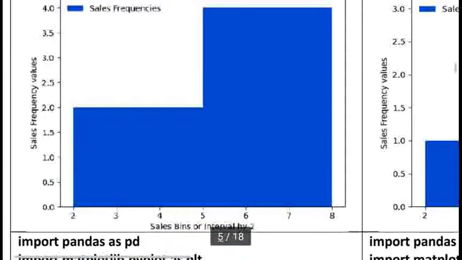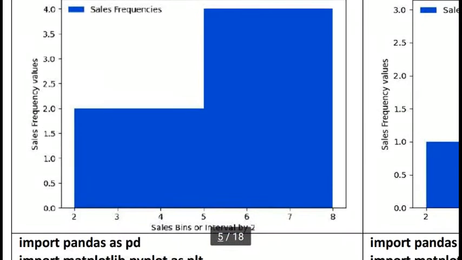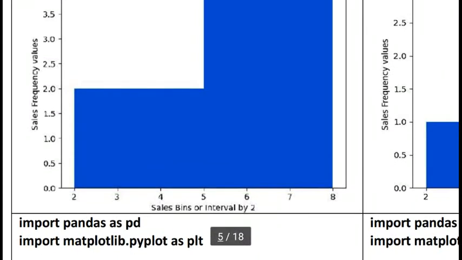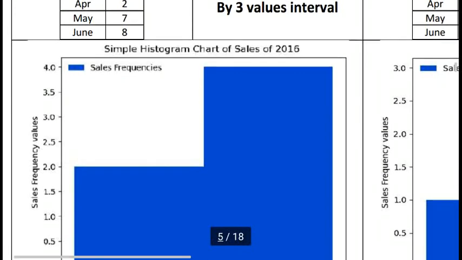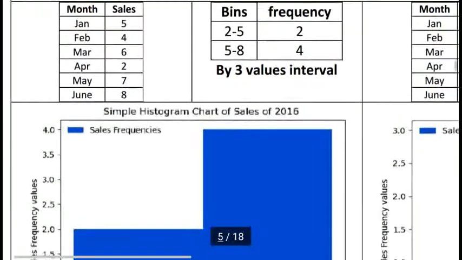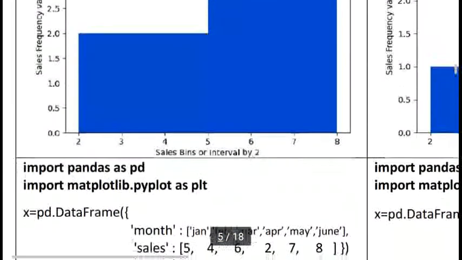You can see in the chart between 2 to 5 the sales frequency is 2, and between 5 to 8 the sales frequency is 4. You can see this according to our bin frequency table. But I want to convert it into a chart.